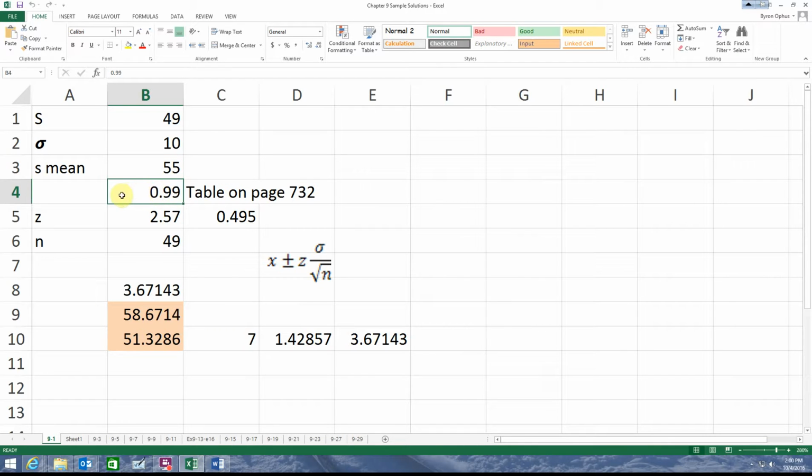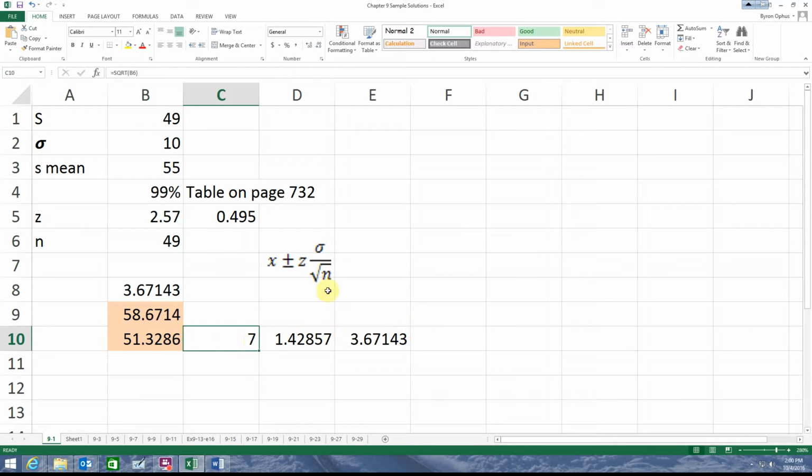And so 99% is given, right? That's given to us, and I've got that listed as a decimal, and that's fine. You can put it in as a percentage, either one. So how do we do that? Well, let's just do our formula, right? We know our standard deviation is 10. Okay, our n is 49.